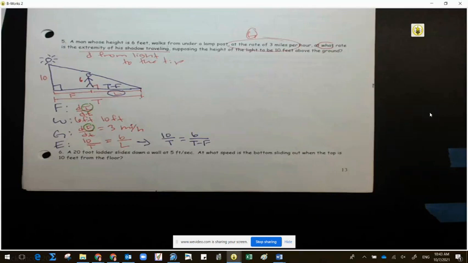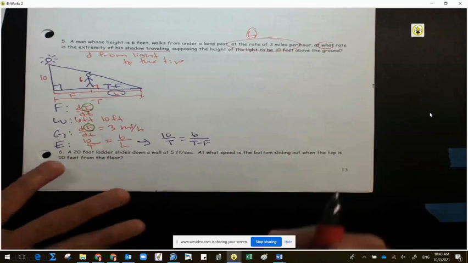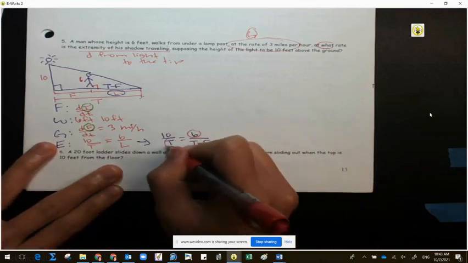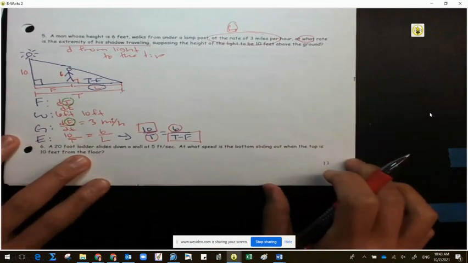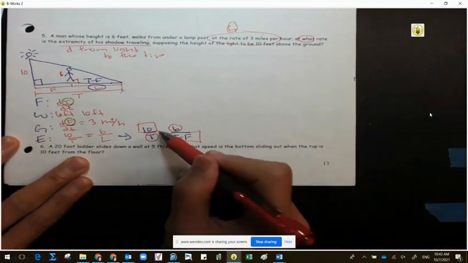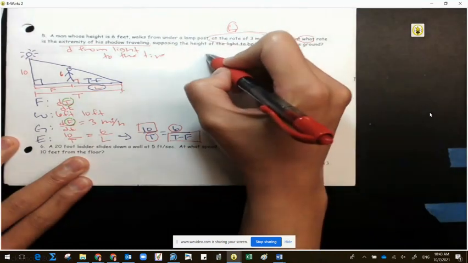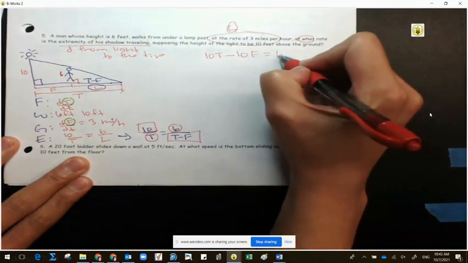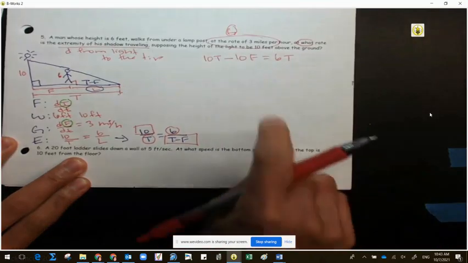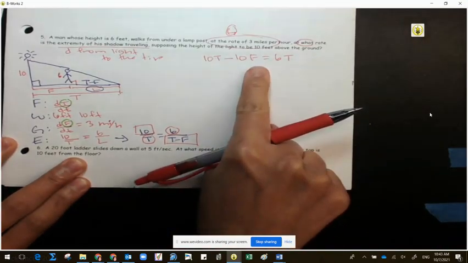Okay? And then from there, let's go ahead and cross multiply. Y'all remember cross multiplying from junior high? Has it been a while? All right. So when I cross multiply, I'm going to write out this piece first. So I have 10T minus 10F is equal to 6T. Is everyone good with how I cross multiplied here?